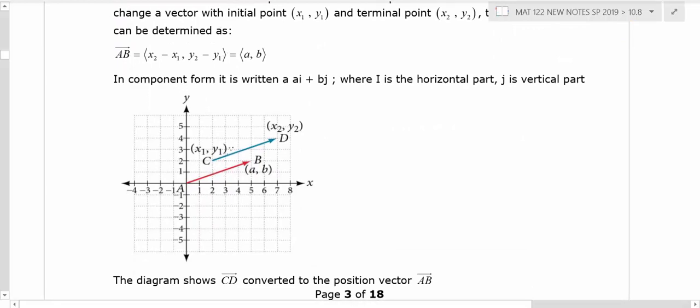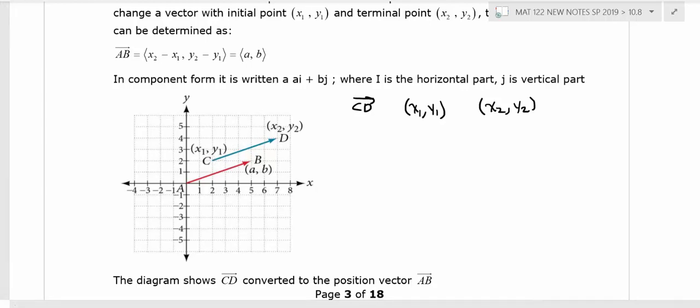This diagram shows this vector CD, which is not in standard form. So you want to write down these points so I can show you where this comes from. Basically the first point, the initial point, is x1, y1. The terminating point is x2, y2. What I want to remind you of, as I said, is you can move a vector anywhere you want on a plane as long as you don't change the magnitude and the direction.